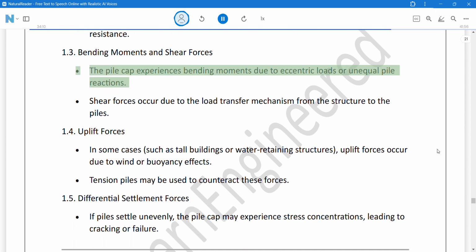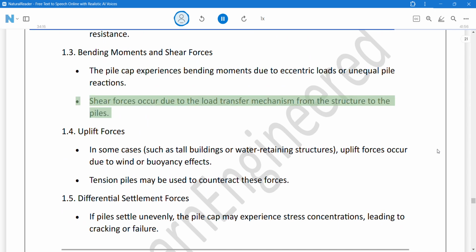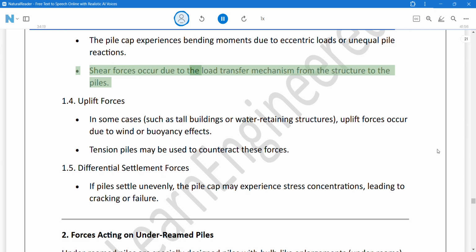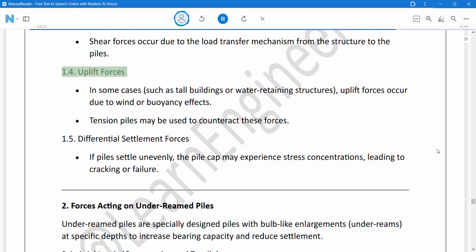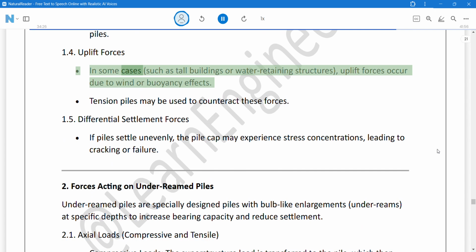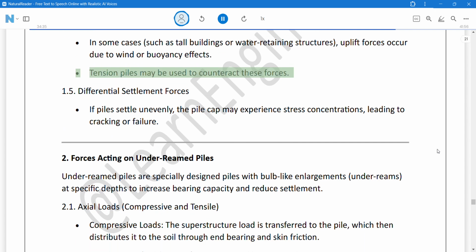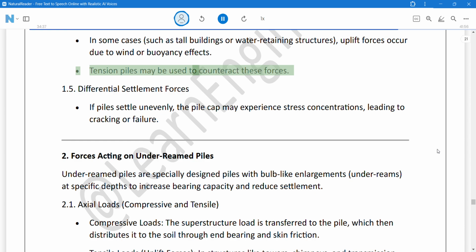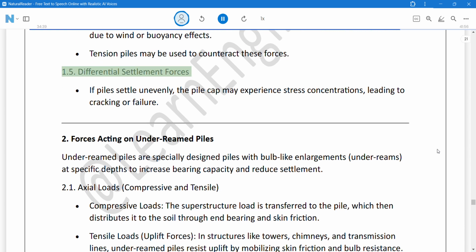1.3 Bending moments and shear forces. The pile cap experiences bending moments due to eccentric loads or unequal pile reactions. Shear forces occur due to the load transfer mechanism from the structure to the piles. 1.4 Uplift forces. In some cases, uplift forces occur due to wind or buoyancy effects. Tension piles may be used to counteract these forces.